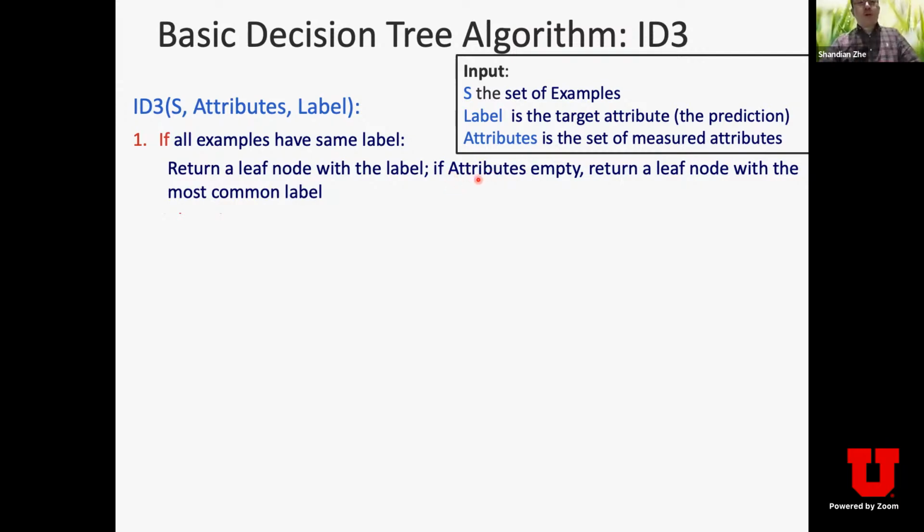If the current set of attributes is empty, meaning that all the attributes have been exhausted to split the data set, then you don't have any attribute to further split S. You have to stop and return a leaf node. I'm going to use the most common label in S as the label for this leaf node. Does it make sense?